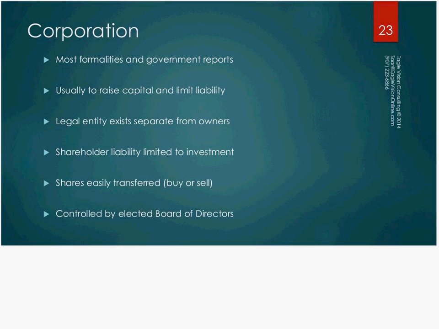Next one is a corporation. Whether it's an S corp or any of these other ones, I don't have them all specifically fleshed out, but this is in general terms. They have the most formalities and most government reports. They usually raise capital and limit liability. The legal entity exists separate from the owners, so the business is a separate person, basically. The shareholder liability is limited to the investment, and shares can easily be bought and sold for the corporation, and it's controlled by an elected board of directors.